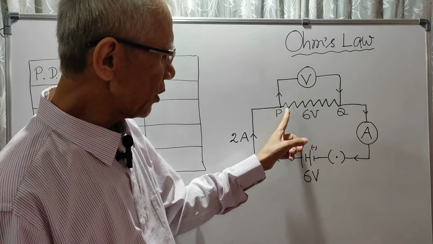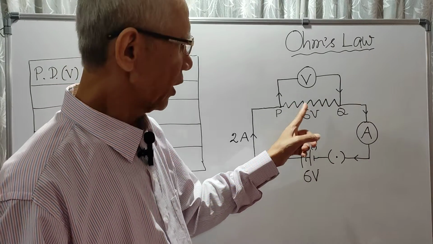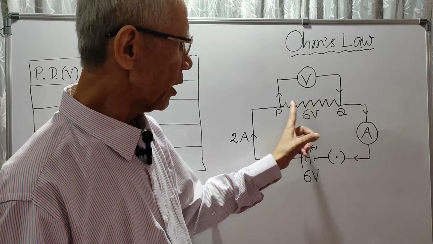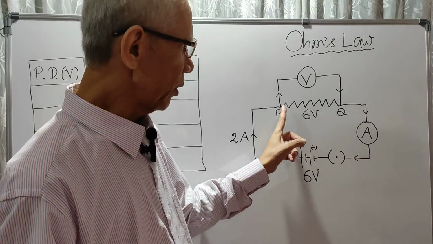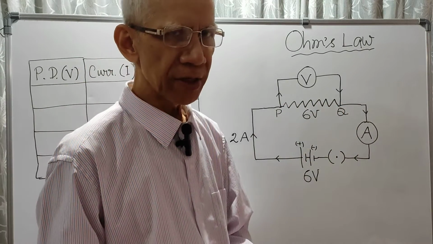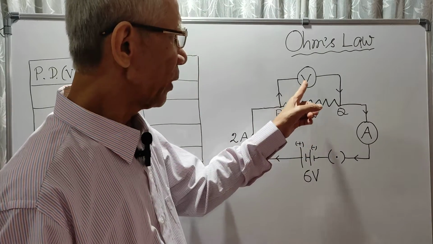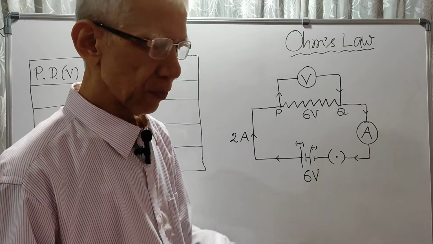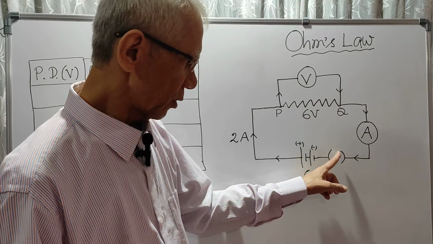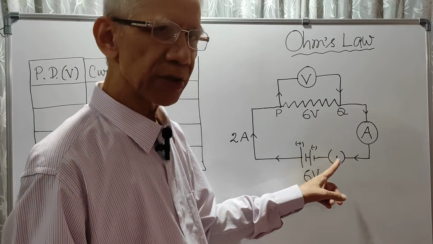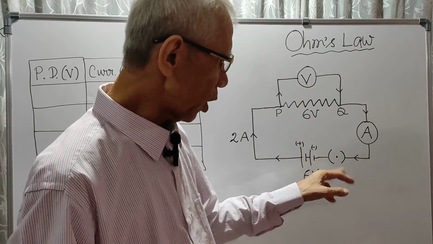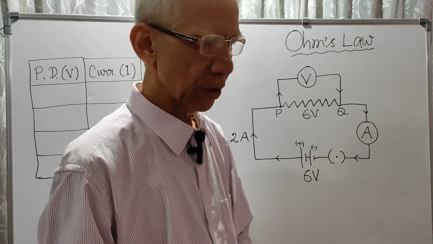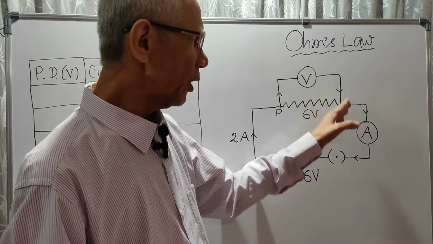So here this is a resistor, this is the symbol of resistance. P and Q are its terminals. Now between P and Q the potential difference will be shown by the voltmeter. Now this is a switch. If you put a dot in between the brackets, that means the switch is on. If there is no dot, that means the switch is off. All right, so this is how you will arrange.